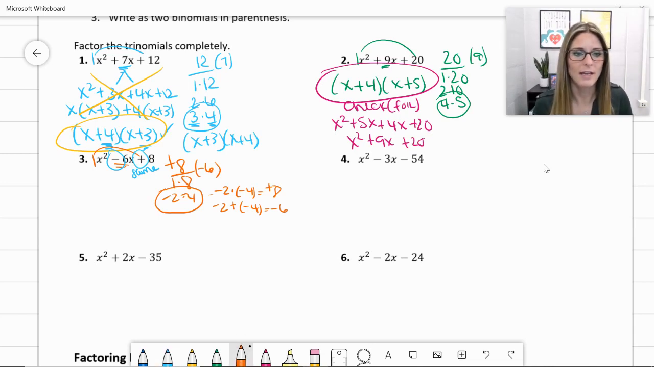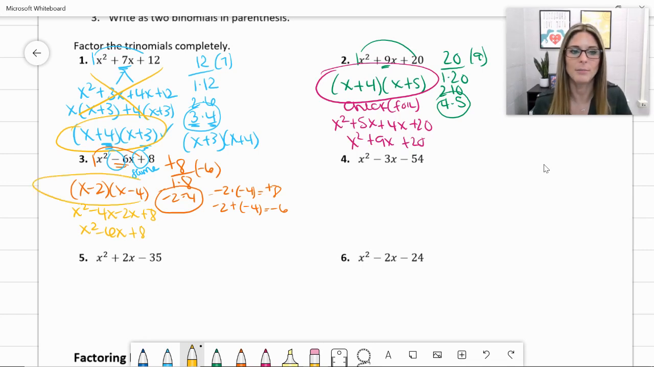So let's go back and let's fill this in. Our binomial is going to be x minus 2, x minus 4. And you can check it. First, outer, inner, last. First is going to give us x squared. Outer is -4x. Inner is -2x. And last is 8. When I combine those like terms, I am going to get negative 6x and the plus 8, which is our original problem. So binomials, x minus 2 times x minus 4 is our factored form.